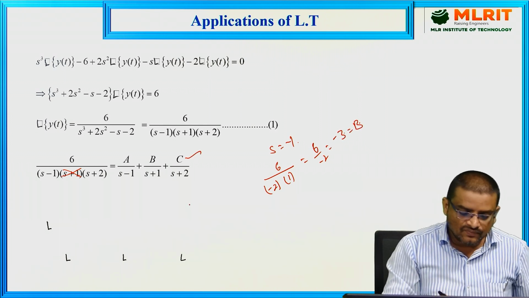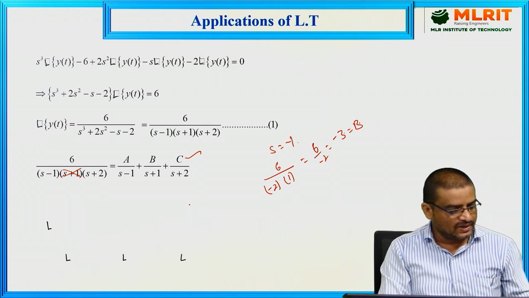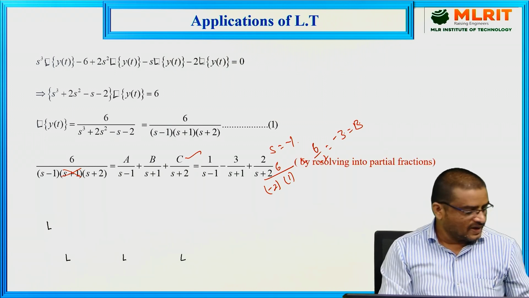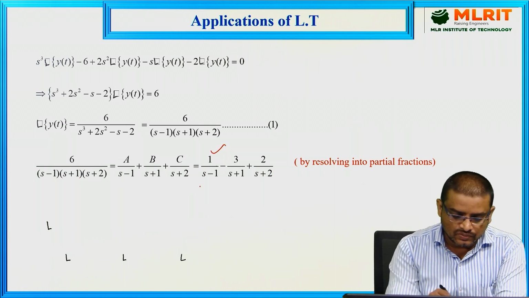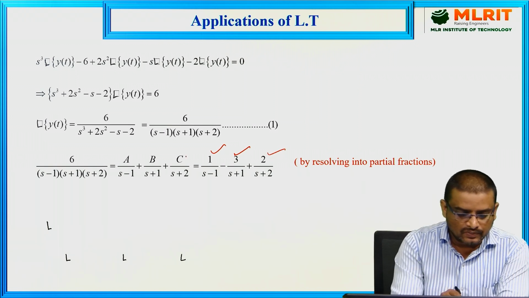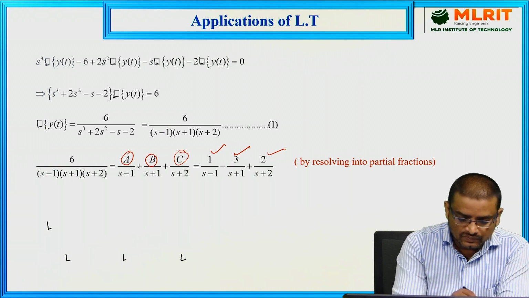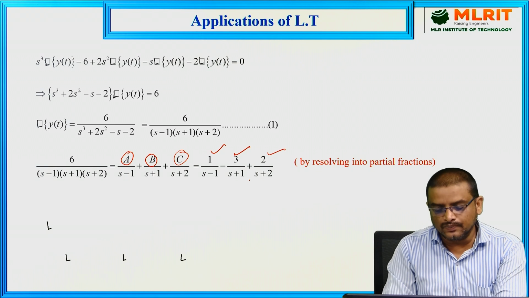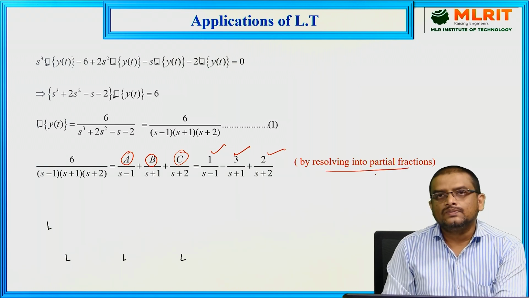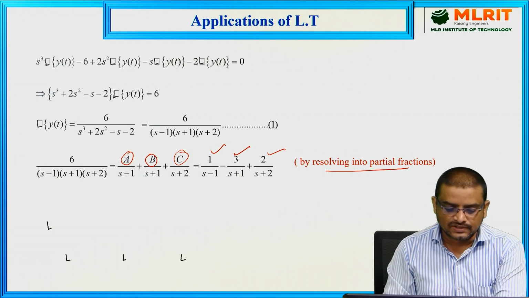Similarly, follow the same procedure for c and get the value of c here. After finding these, a is equal to 1, b is equal to minus 3, and c is equal to 2. We replace these values here and we get this simple function. This is possible only by resolving into partial fractions.